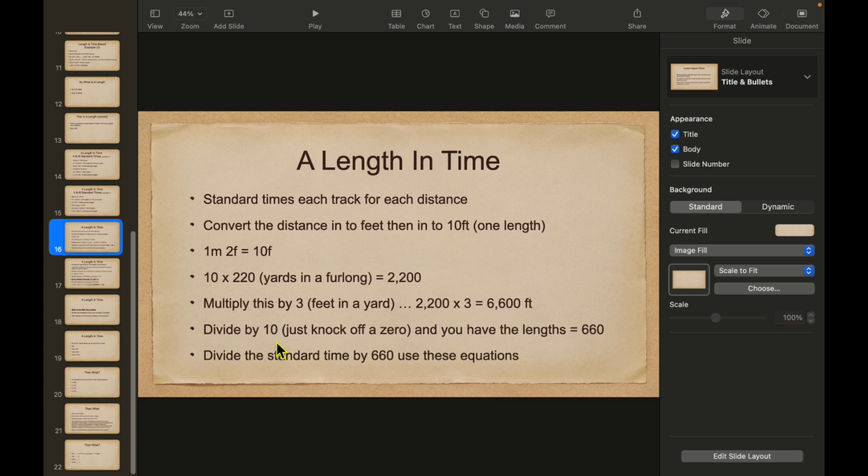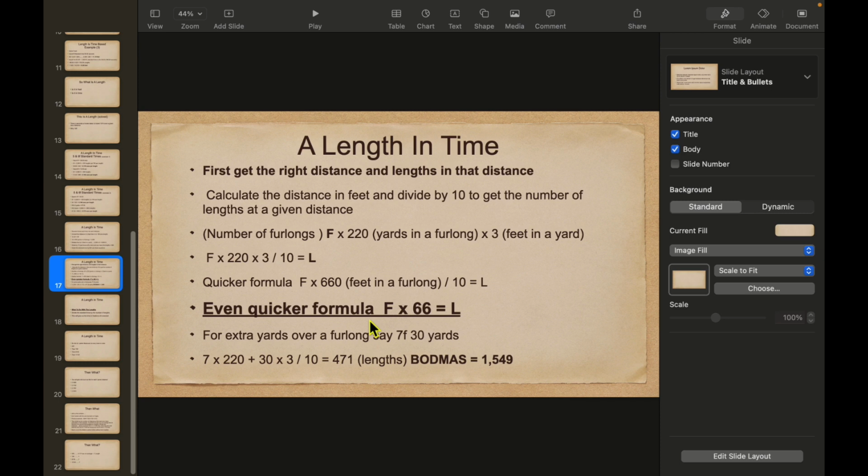Divide this by 10. So just knock a 0 off. If you've not learnt that at school, you should have. And you have the lengths. The lengths over 10 furlongs, 660. Divide the standard time by 660 using the following equations and examples. So first you've got to make sure you've got the right distance and lengths in that distance. Again, calculate the distance in feet and divide by 10 to get the number of lengths at a given distance.